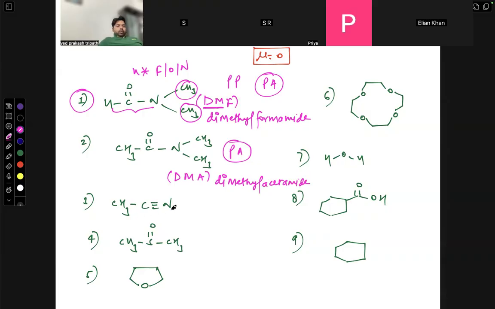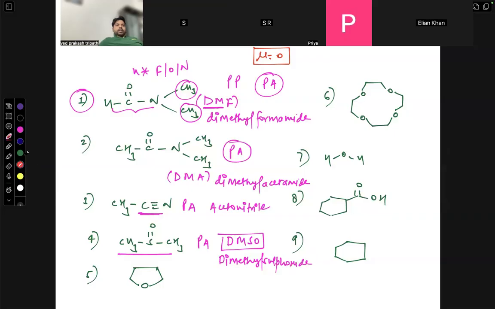What about third one? Polar protic or aprotic? I am again telling you, whenever hydrogen is not bonded with fluorine, oxygen, and nitrogen, it would be polar aprotic. Yes, polar aprotic. This is called acetonitrile. And what about this fourth one? Yes, polar aprotic. This is again very important. DMSO. This is called dimethyl sulfoxide.